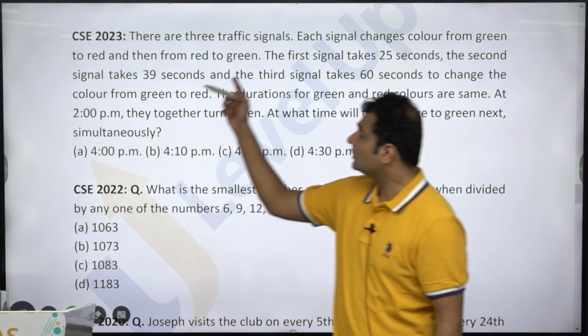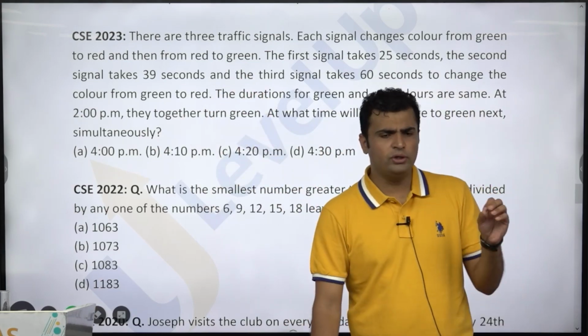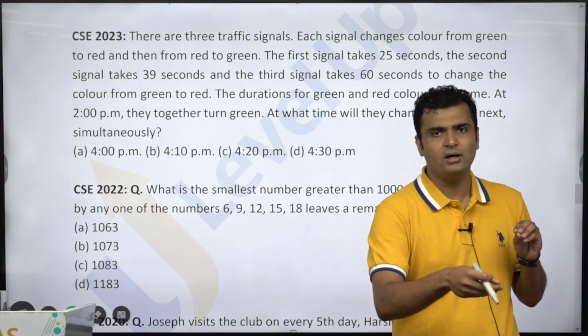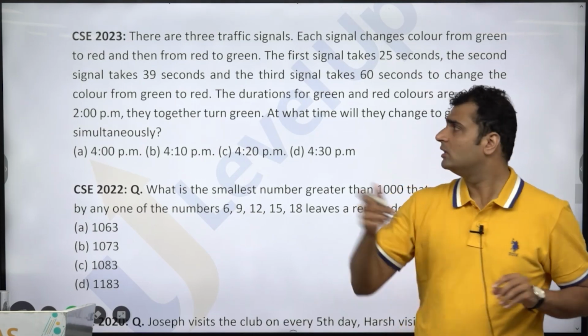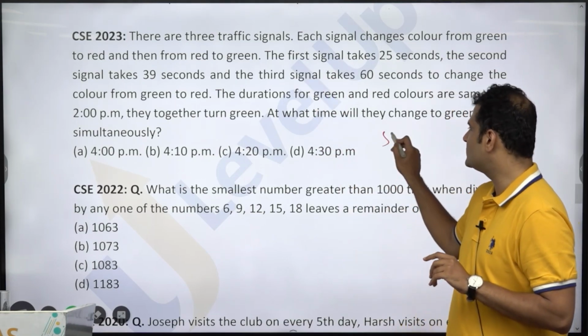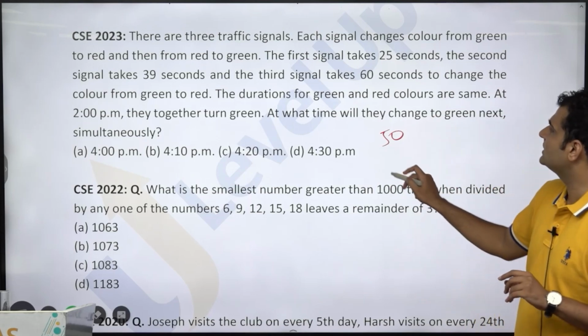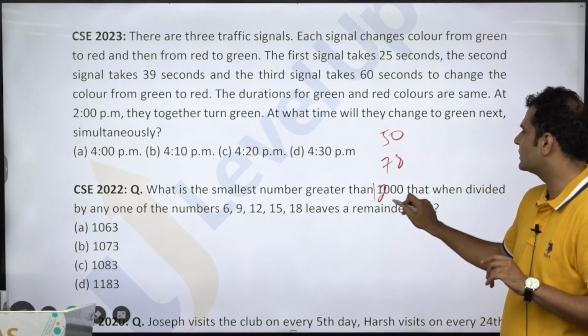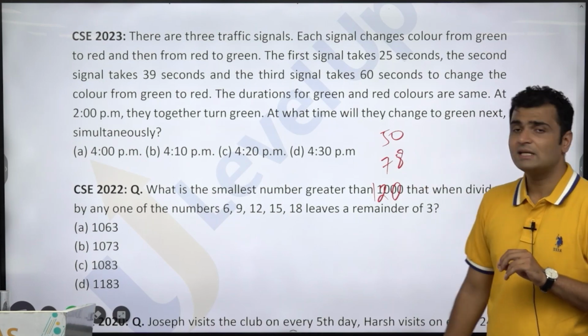जैसे यहाँ पे है, we have 25 second, 39 second and 60 second. So we are asked when they will be green again. तो पहले green to red होगा, then again red to green होगा. तो मतलब first signal takes 50 seconds for the cycle, second signal takes 78 and third signal takes 120 seconds for the cycle. This is all in seconds.